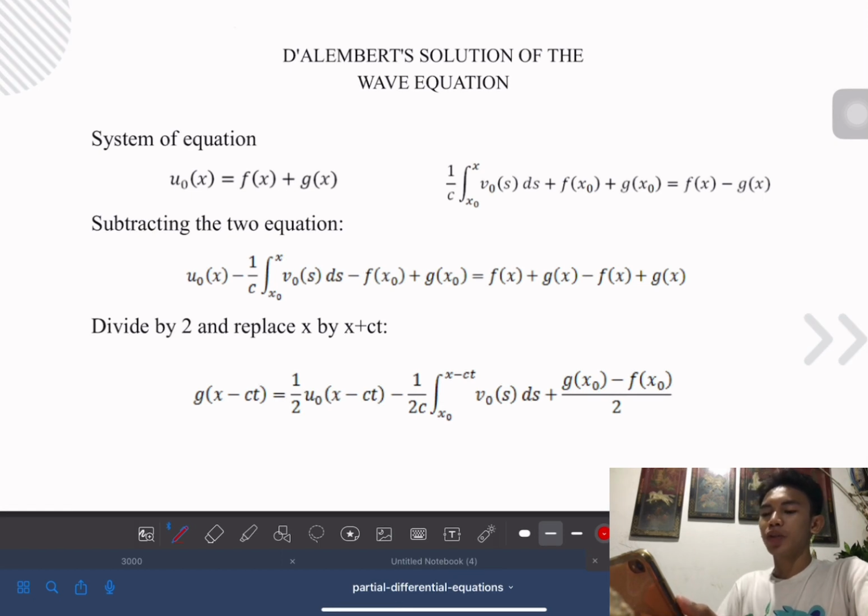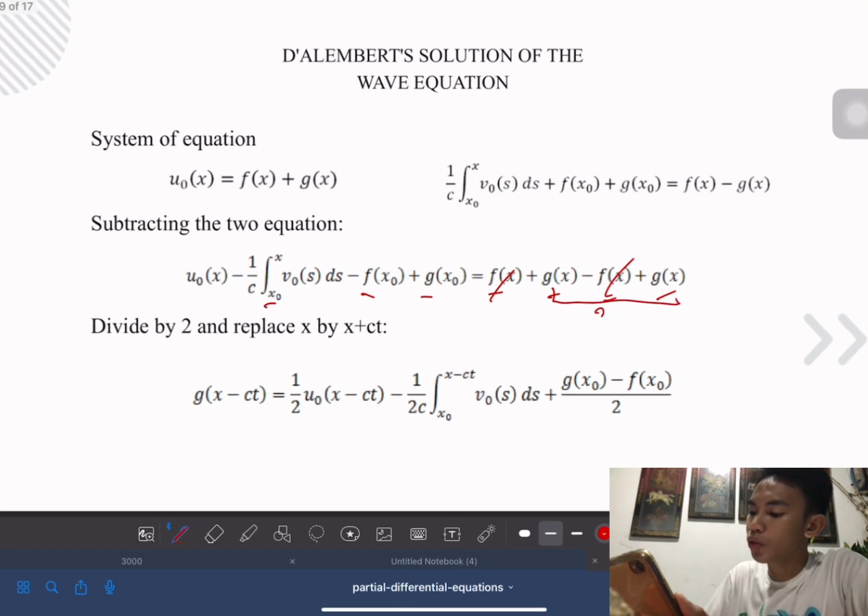The next part will be subtracting the two equations. And we will be having u sub 0 of x minus 1 over c times the integral of v sub 0 s ds evaluated from x sub 0 to x, minus f of x sub 0 plus g of x sub 0 is equal to f of x plus g of x minus f of x plus g of x. The f of x will be cancelled and the g of x will be added. It will become 2 of g of x.